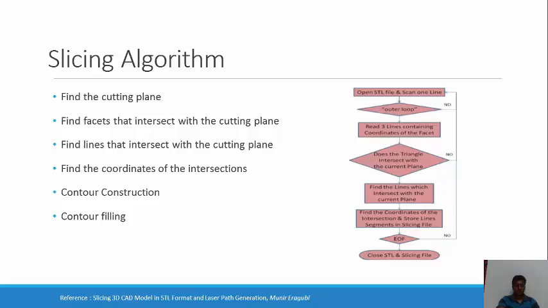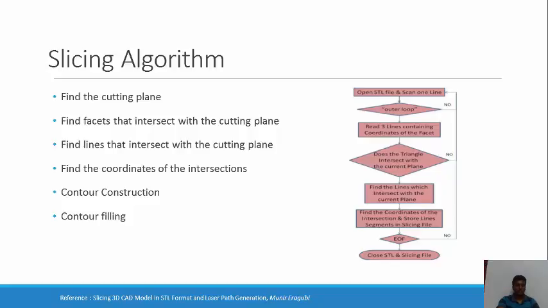So the first one is to find the cutting plane. The program scans the STL file, picks the Z coordinate of the faces, compares it, and finds the top and bottom of the geometry and adds the layer thickness. The next one is to find the faces that intersect the cutting plane. So the program scans the STL file to pick one facet at a time. The Z coordinates of its 3 vertices are compared with the height of the current plane.